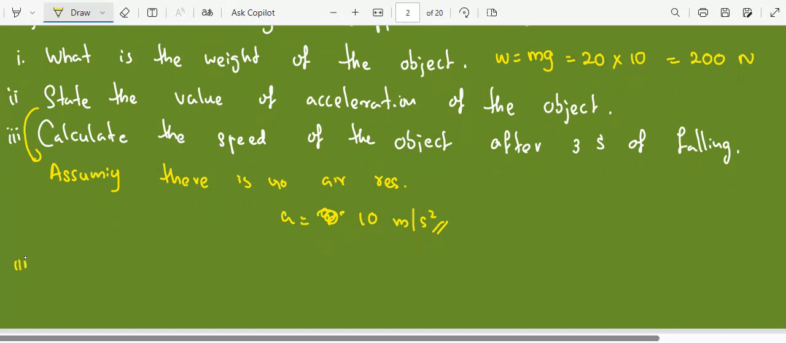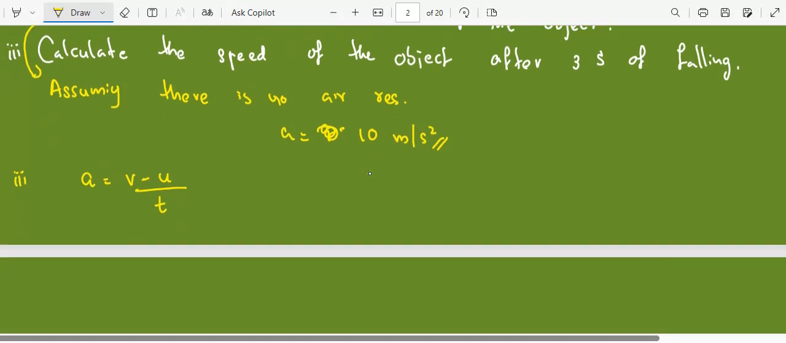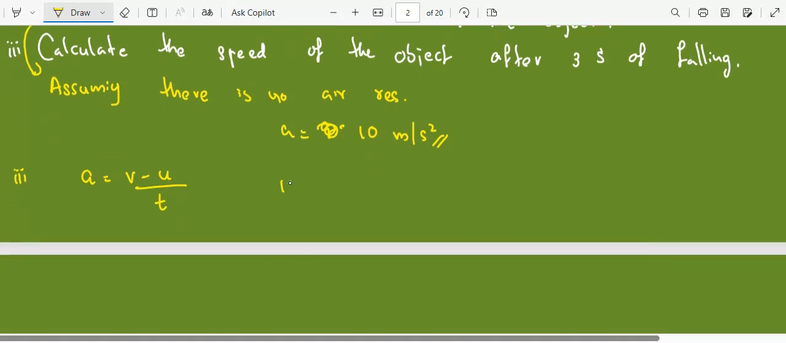Right. Next one, calculate the speed of the object after 3 seconds of falling. These things we discussed earlier, right? So we can use the definition of the acceleration. Acceleration is equal to v minus u divided by t. So acceleration when an object is falling is equal to 10.